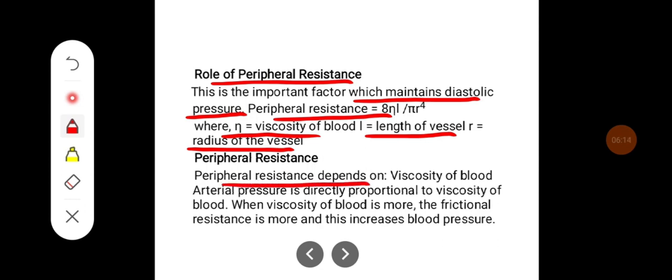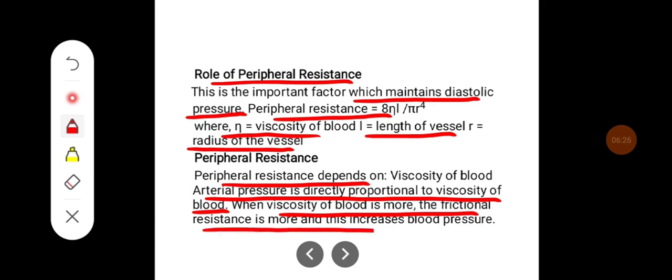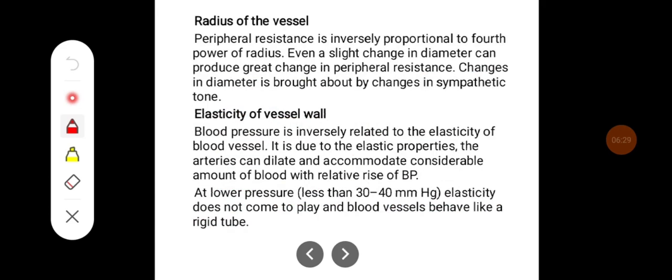Peripheral resistance depends on the viscosity of the blood, and arterial pressure is directly proportional to the viscosity of the blood. When the viscosity of the blood is more, the frictional resistance is more, and this increases the blood pressure.